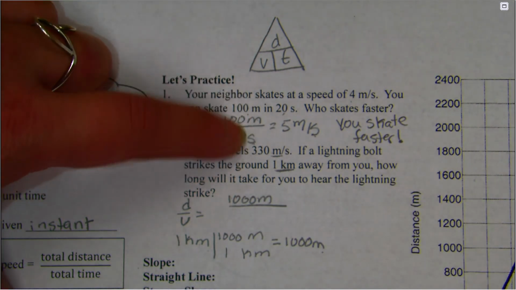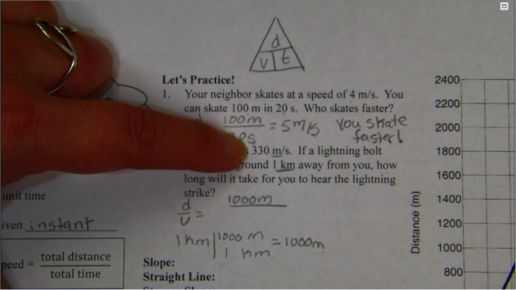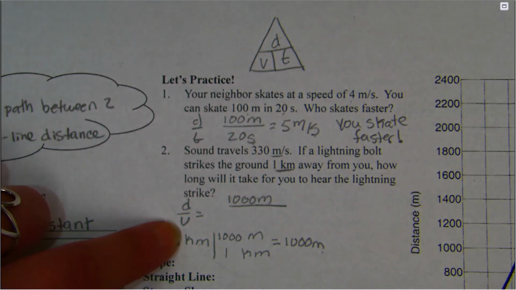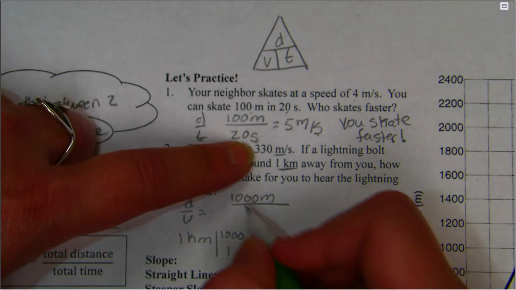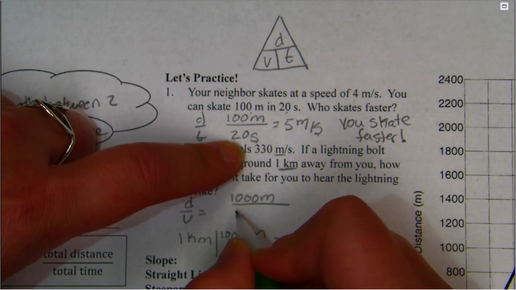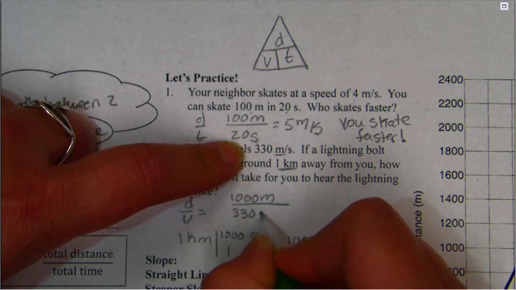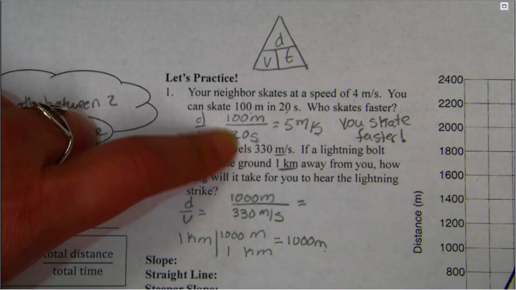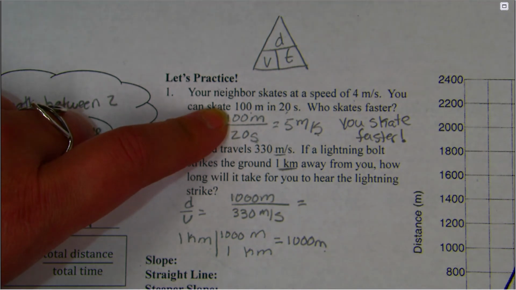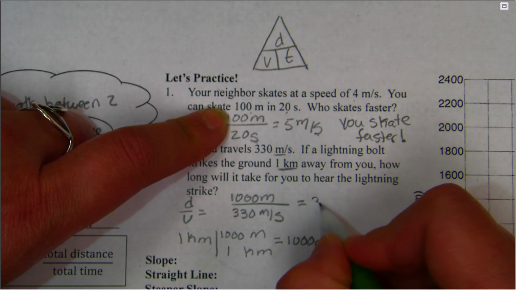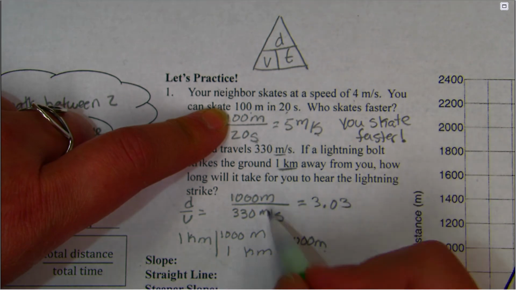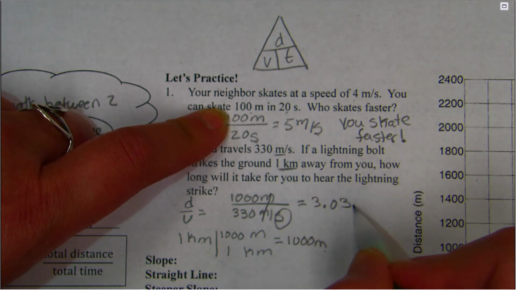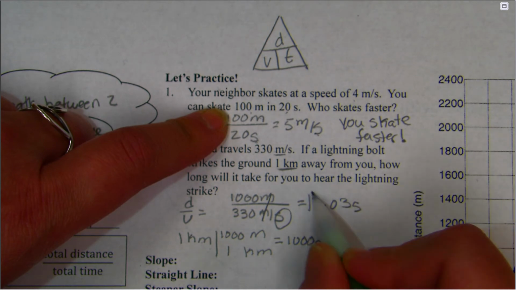And my sound travels at my velocity of 330 meters per second. So 1,000 divided by 330 is 3.03. Meters and meters cancel. I am left with seconds as my unit.